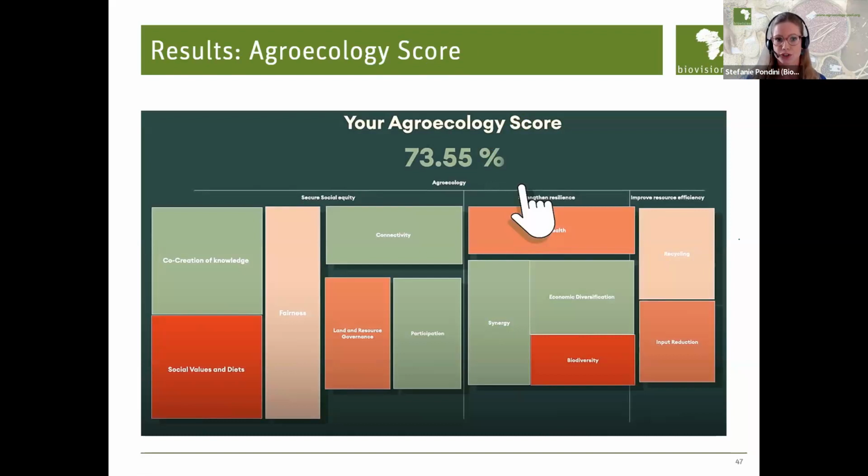Yes, and here you see how the results are being shown. So you will have an overarching agroecology score, and you have visually the different principles, like, of course, green, you scored very well. Reddish, very dark reddish, of course, you need to improve. That's just the first glance to see how you performed as an enterprise. Next.